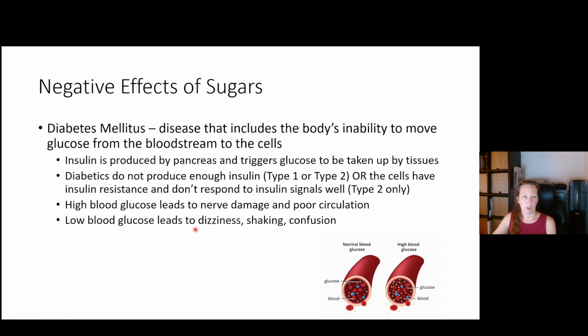So especially important for type 1 diabetics, low blood glucose will lead to dizziness, shaking, confusion, and can cause some serious issues. It's just as dangerous for them to have low as high blood glucose.